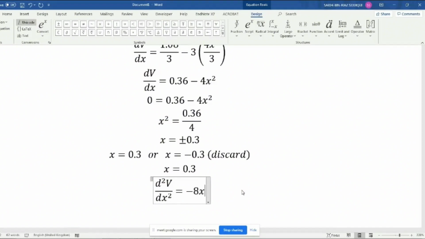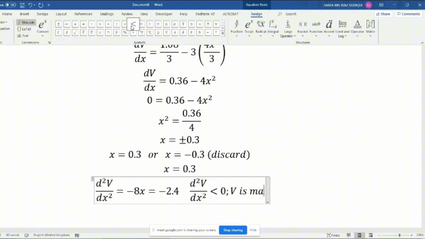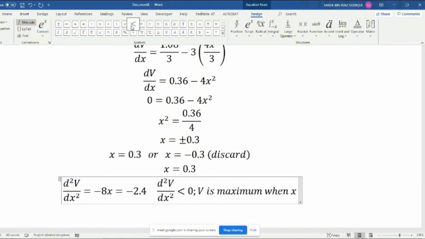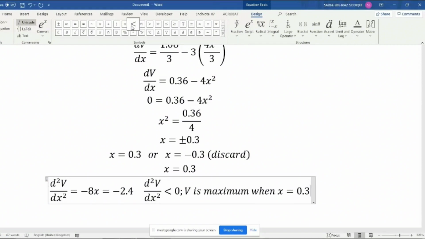Now just plug in the value 0.3 over here. What do you get? Minus 2.4. This shows that the higher derivative, or the double differential, is less than 0. That means that V is maximum when x is equal to 0.3. I hope this is clear to everyone.